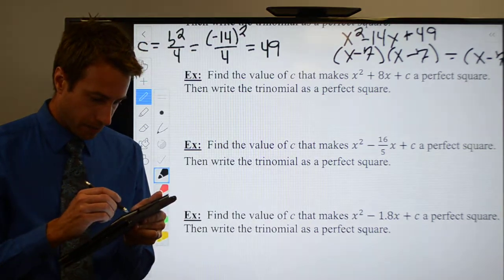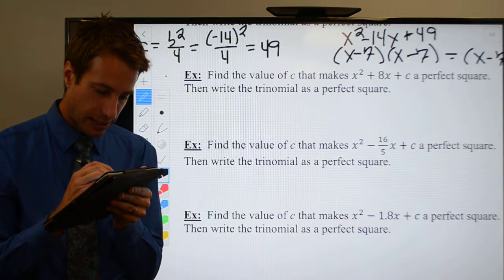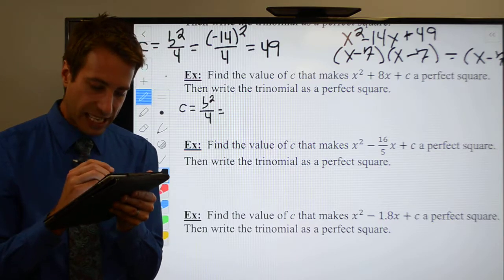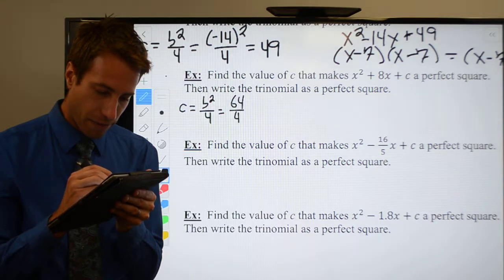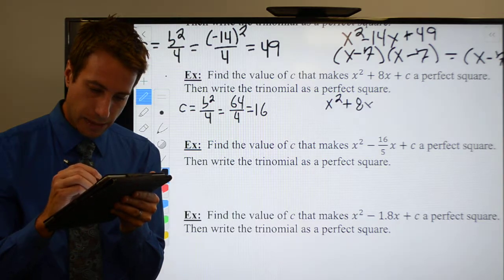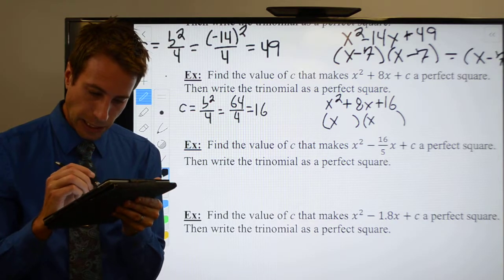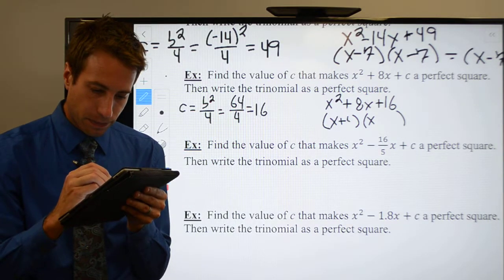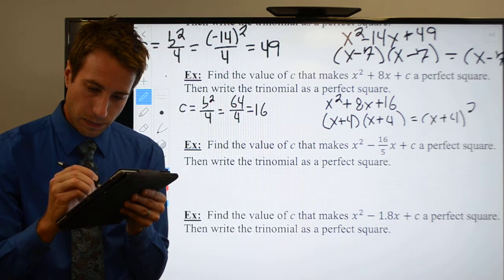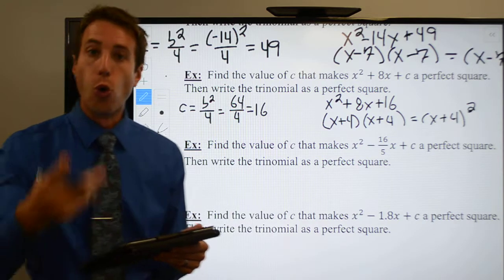Let's see here. In this one, I got an 8. So c is equal to b squared over 4. Let's see. 8 squared is 64 divided by 4, which is 16. So I wind up with x squared plus 8x plus 16. Four and 4. Nice, guys. Well done. Good job. Gives me an x plus 4 squared. Ooh, awesome. Here we go.